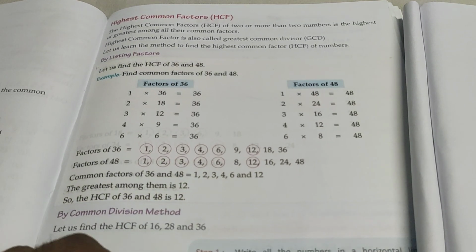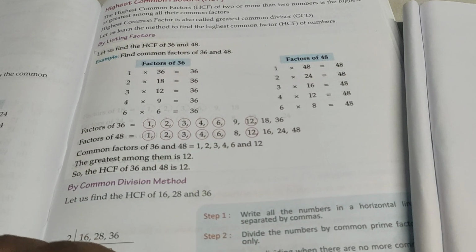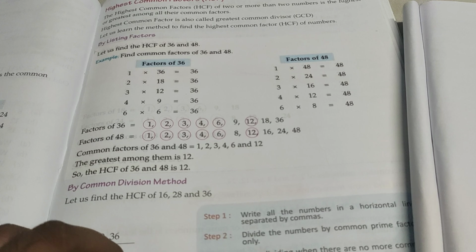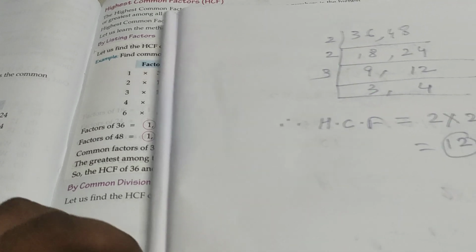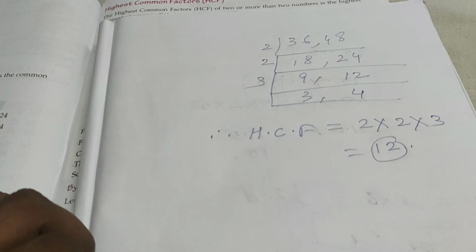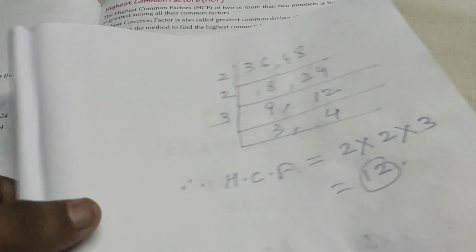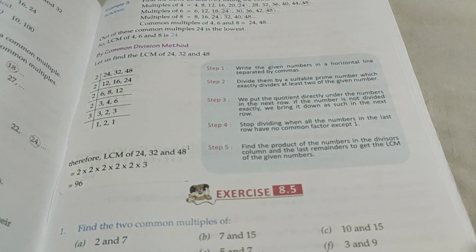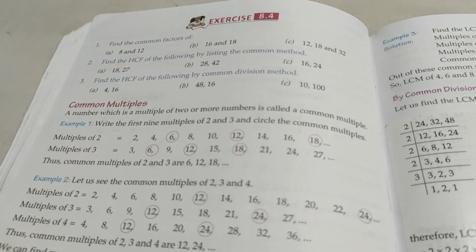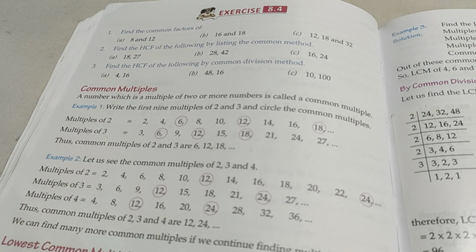Now we notice that the example of the HCF of 36 and 48 was given in your book in some other process, but the answer is the same. Look in your book, the highest common factor of 36 and 48 is given in some other way, but it is the same.